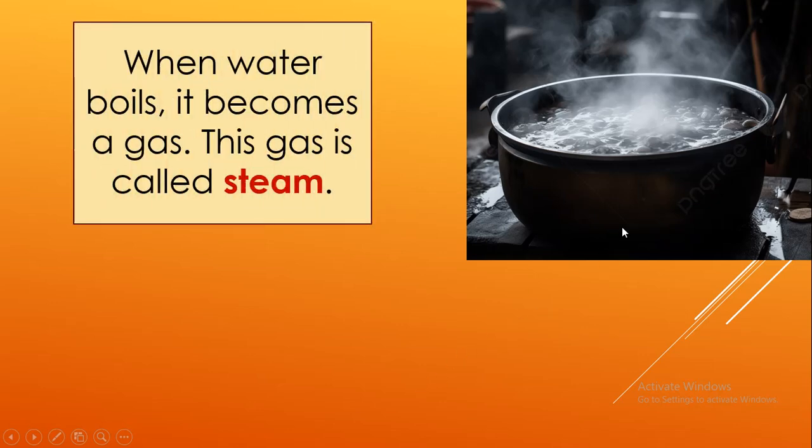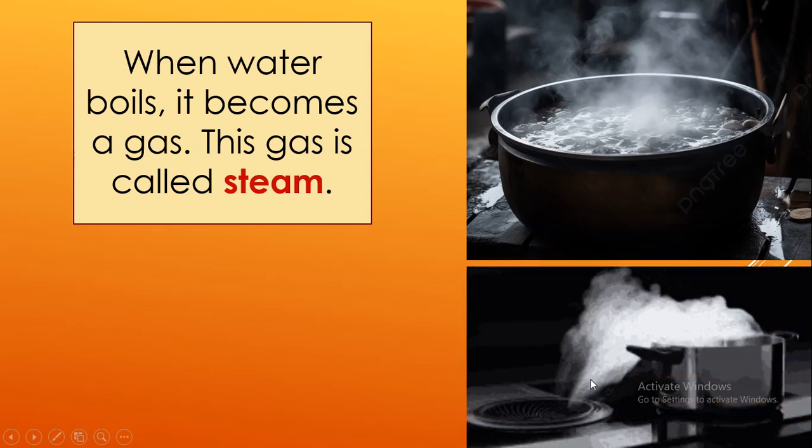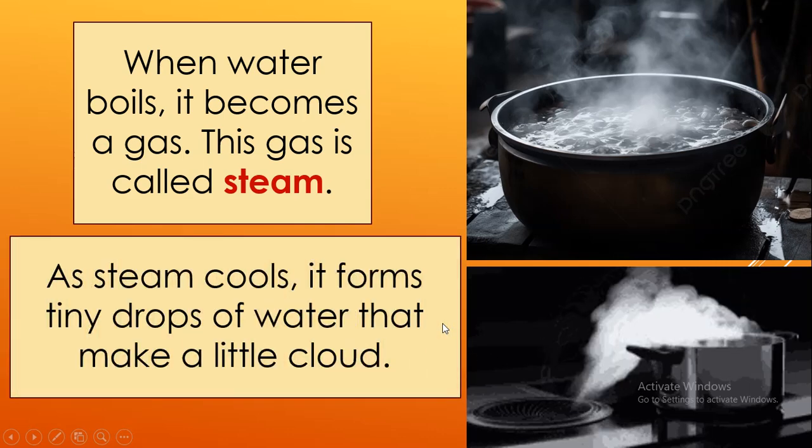Now, look at this picture. When water boils, it becomes a gas. This gas is called steam or water vapor. When you put the water on the stove, it will evaporate. That means it will convert from liquid water into gas. This gas is steam. Now, as steam cools, it forms tiny drops of water that make a little cloud.